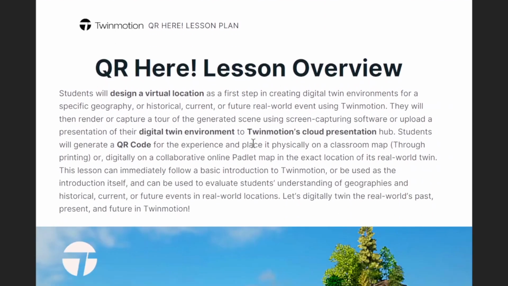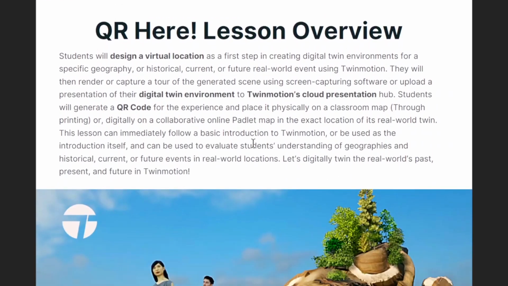And the overview of the lesson is exactly what I just said. So the first page greets us and it says, basically, students are going to research an environment. So that could be social studies, it could be geography. They're going to research a geography or a location, or they're going to research an event, a time in our past, current events, present, or even something that's coming our way in the future. And they're going to turn that research into a virtual location, the first step of a digital twin.